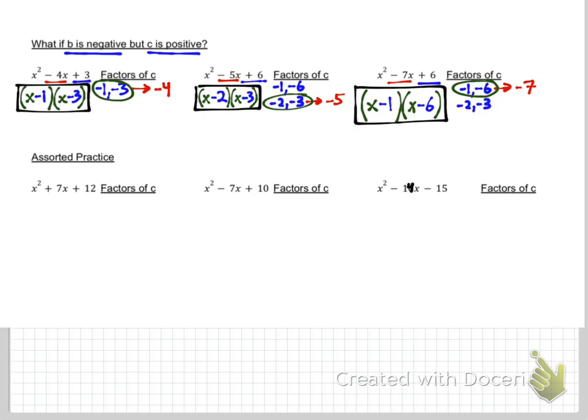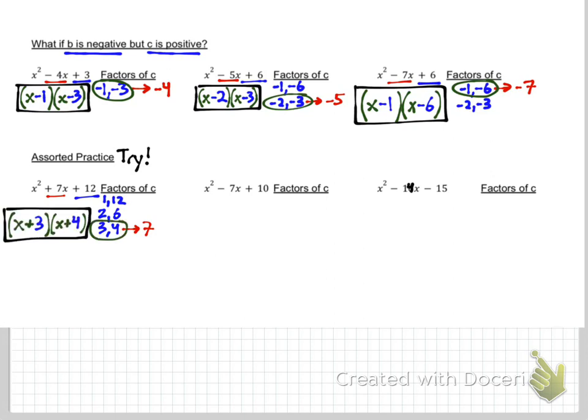All right, here's a bunch of mixed practice. Go ahead and try all these on your own, and I'll show you how to do them. All right, for the first one, the factors of 12 are these. What adds to 7? That would be 3 and 4. So x plus 3 and x plus 4.